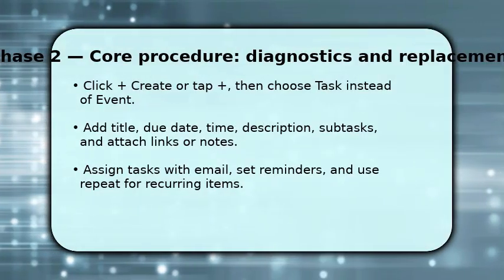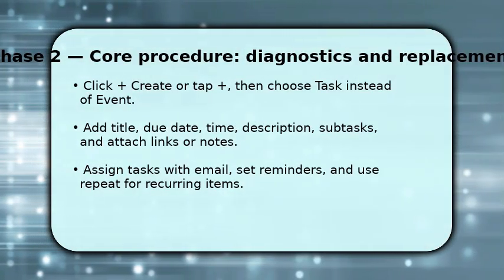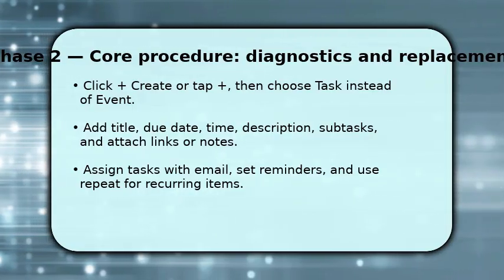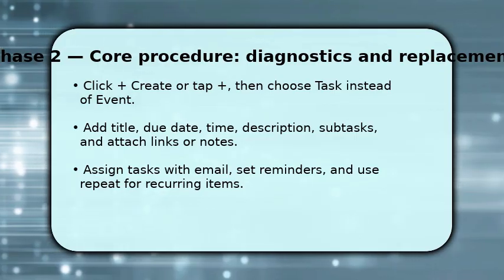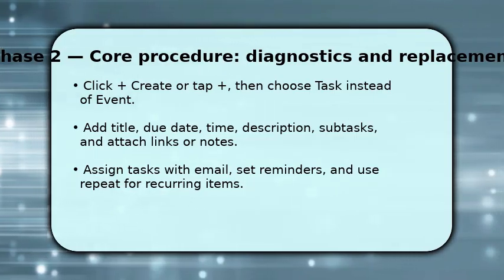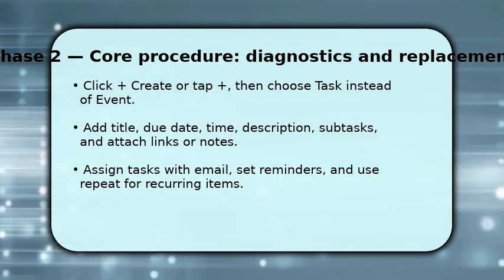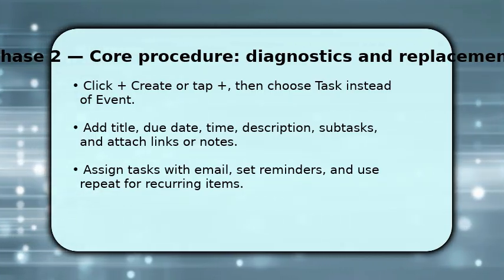Now add tasks directly from the main Create button or by clicking on a date in the calendar. Choose task rather than event. You'll enter a clear title, pick a due date and optional time, and add details or subtasks to break work into steps. Once complete, attach links or paste notes for context and set reminders so nothing slips.